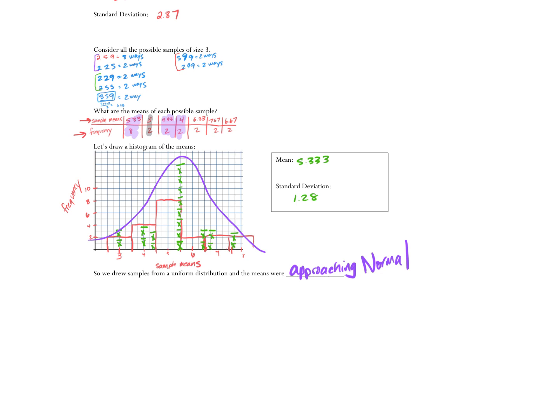So, the concept of we take a sample, measure it, put it back. Take a sample, measure it, put it back. This is all the different ways that could happen for this population. Every single possible sample and the probability that it happens. Okay?